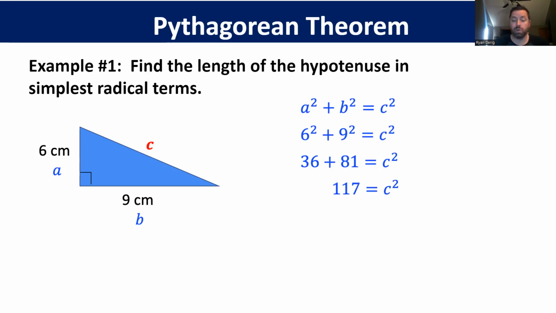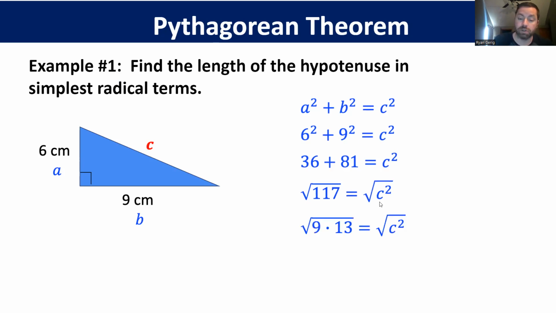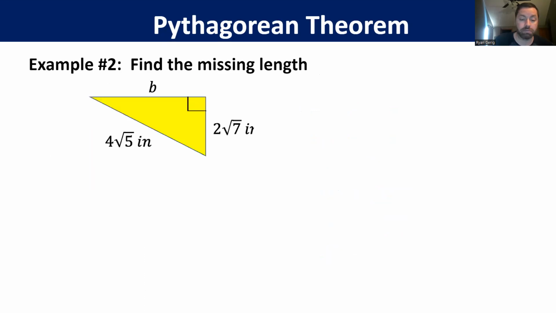Now to get C and not C squared, I have to take the square root of both sides. Why? Because the square root and the squared cancel each other, and that gives me just C. Well, the square root of 117 can be broken down into 9 times 13. The square root of 9 is 3. Square root of 13 is a prime number, so square root of 13 stays inside the radical. The length of the diagonal, or the hypotenuse here, is 3 radical 13.